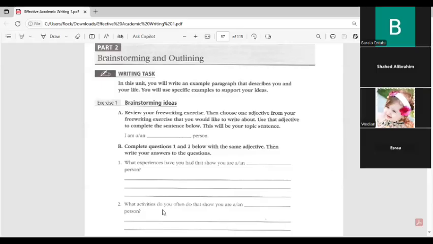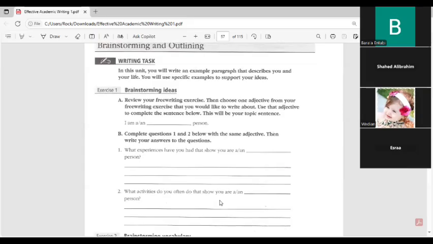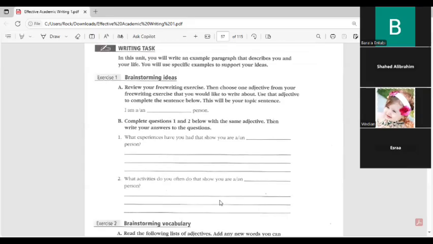For example, what activities do you often do that show you are a creative person? For example, I write short stories, imaginary short stories. I often draw. I like to experiment with new things. I enjoy doing new things. This is what I meant by justification, or justifying your trait.